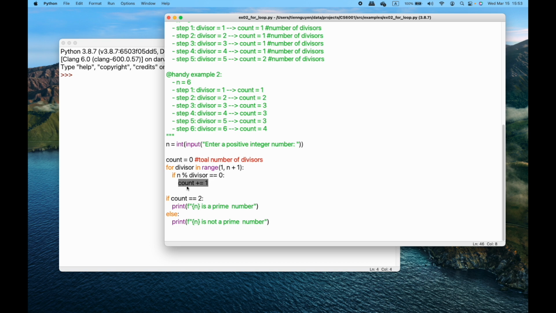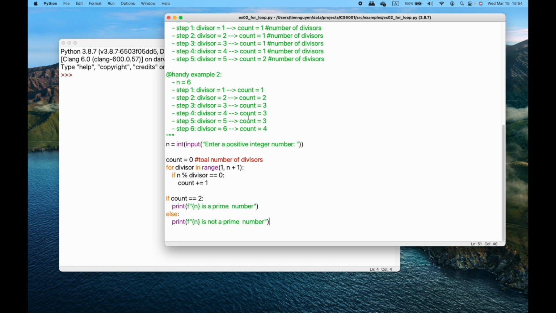You can see that. And after we go through the for loop here, we check whether the total number of divisors is equal to 2. If so, we can conclude that n is a prime number, otherwise it's not. So that's everything we need to solve this problem.